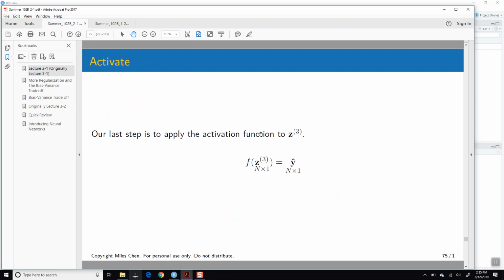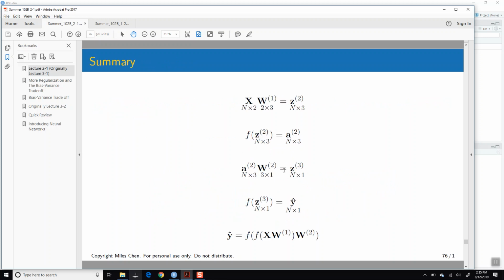And then we apply the activation function there, and we get y hats. All right, so to summarize, this is what happens. Our input matrix, n observations, 2 columns. We multiply that by our first weight matrix, which is 2 by 3. And so this will become n by 3.